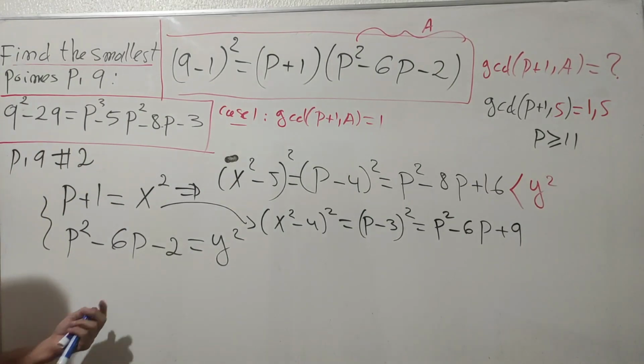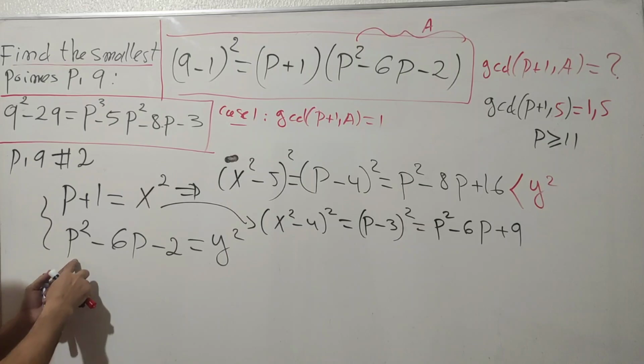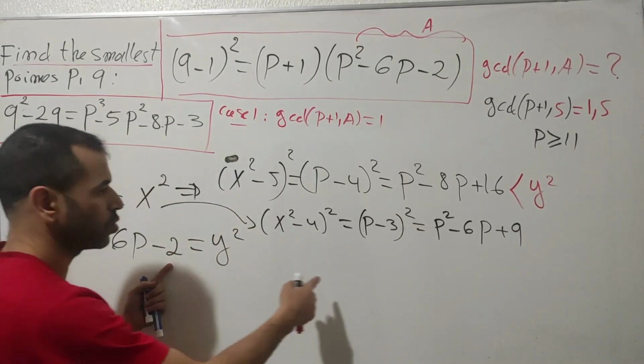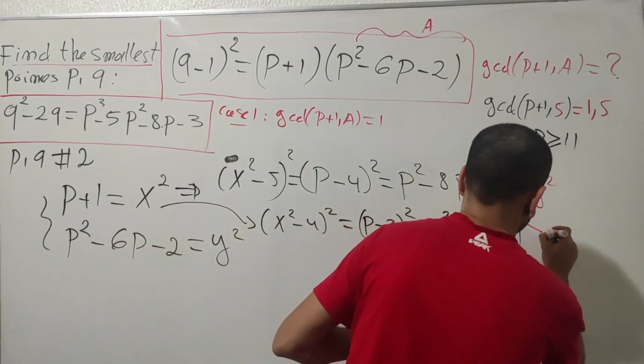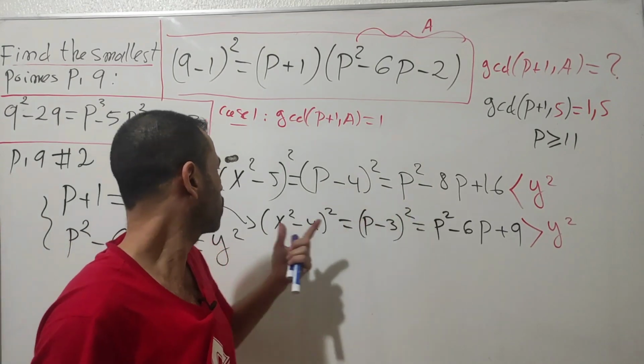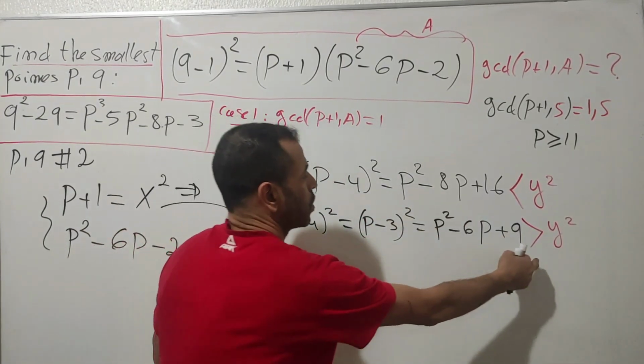Now if you want to make the comparison between this one and this one, we get almost the same thing. We get p squared here, we get p squared minus 6p minus 6p. The only difference between this one and this one: this one is strictly bigger than y squared. What do we have? This term is smaller than y squared, and this term is bigger than y squared.